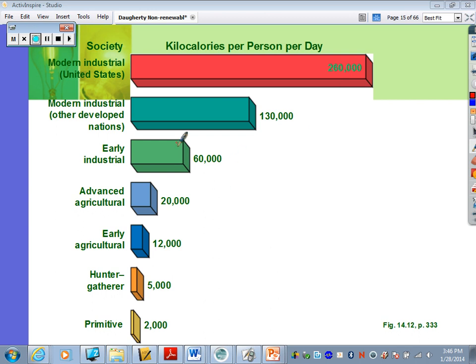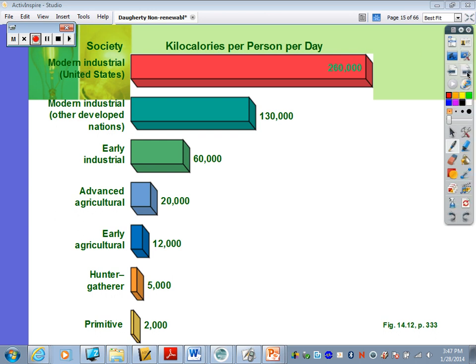And this just shows you, going back to the demographic transition stuff we talked about a couple of chapters ago, in early industrial it was much lower, in agricultural much lower, early agricultural, hunter-gatherer, primitive. So obviously the amount of energy every person uses on a day-to-day basis in a developed country like ours has skyrocketed.